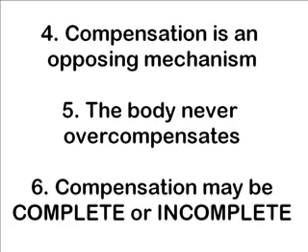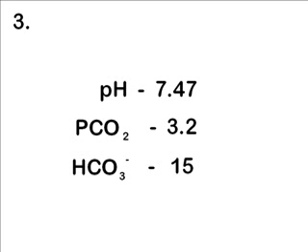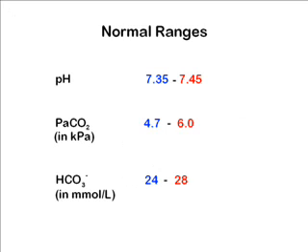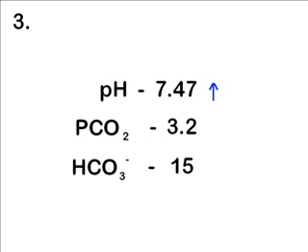That's all that means. Now what I'm going to do is run you through one example just to help you clarify things in your mind a little bit. So in this example, we have a pH of 7.47, a PCO2 of 3.2, and an HCO3 of 15. So we're going to work through this example stepwise. Now first of all, we want to look at the pH. Is it high or low? Go back to our normal ranges and we'll see that actually the pH in this case is slightly raised, which means we have an alkalemia.